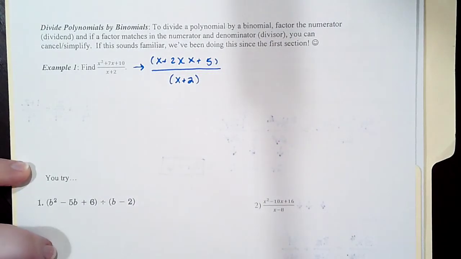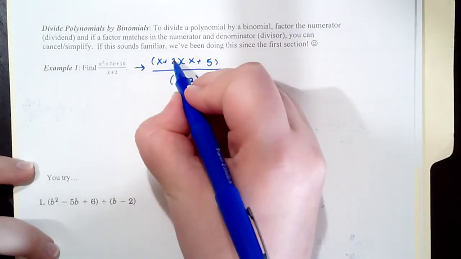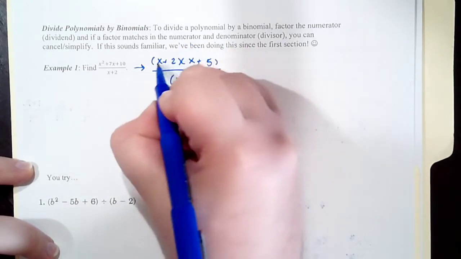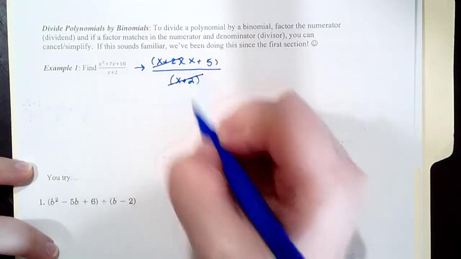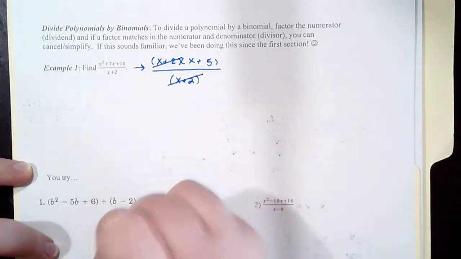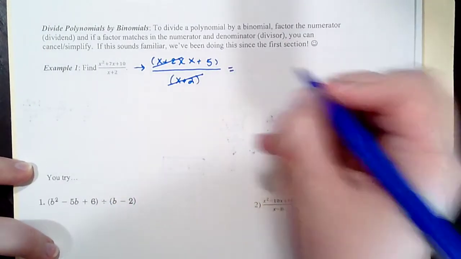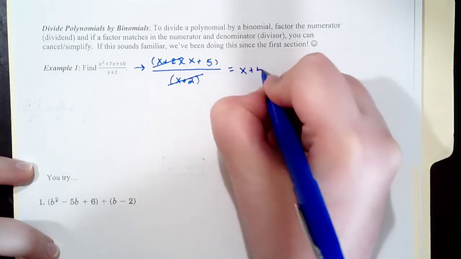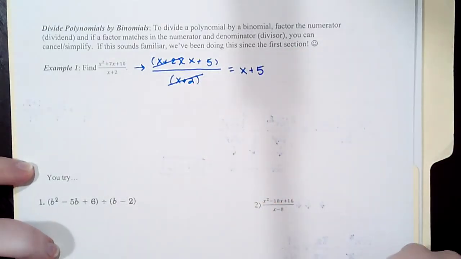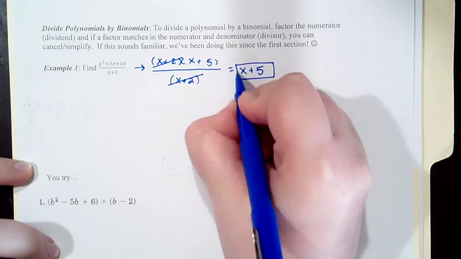And then we're just doing the same thing from the other videos. If you've got an x plus 2 on the top and an x plus 2 on the bottom, guess what? They reduce, because x plus 2 divided by x plus 2 is just 1. It's just a big fancy 1 hidden in there. And our final answer is x plus 5. Technically over 1, but I don't need to write that.